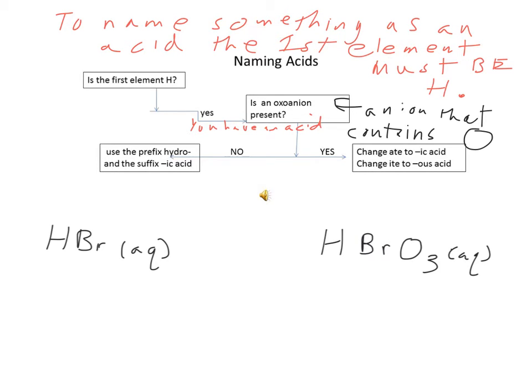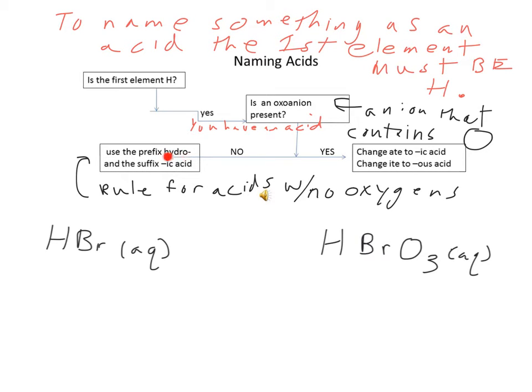All right. So let's start with looking at this compound over here. Is the first element hydrogen? Yes. Does it contain an oxoanion? No. So the rules for naming acids without an oxoanion: your rule for acids with no oxygens is to use the prefix hydro and the suffix ic acid.